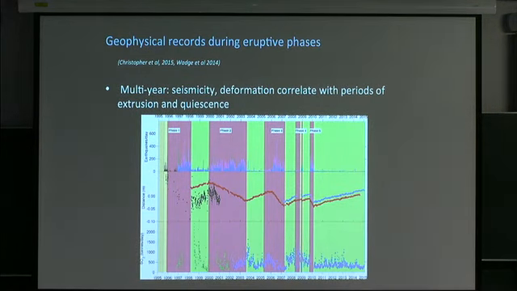The multi-year periodicity is also observed in the geophysical signal, in the seismicity and in the inflation and deflation of the edifice. What you see is that during periods of quiescence, the edifice inflates and the seismicity is very low. But during periods of activity, the volcano deflates, and this is associated with very large seismicity.